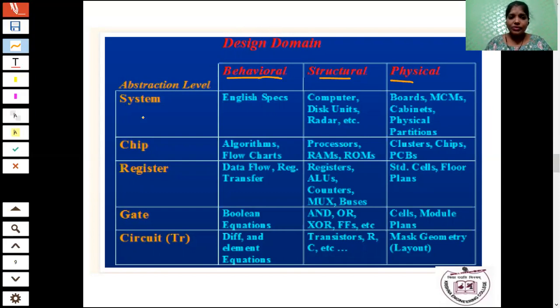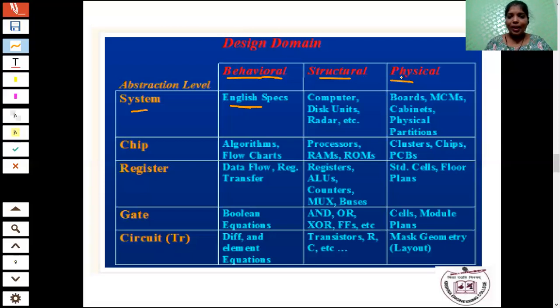If it is system level abstraction, in the behavioral level we give the specification. For example, take a computer. If you want to purchase a computer, we have to know the specification, like the hard disk size, RAM size and clock frequency. So in English, we give the specification in the system level, that is in the behavioral domain. In the structural domain, we define what the components in the computer are, like CPU, disk unit, etc. That is, what the modules in the computer are. That is structural.